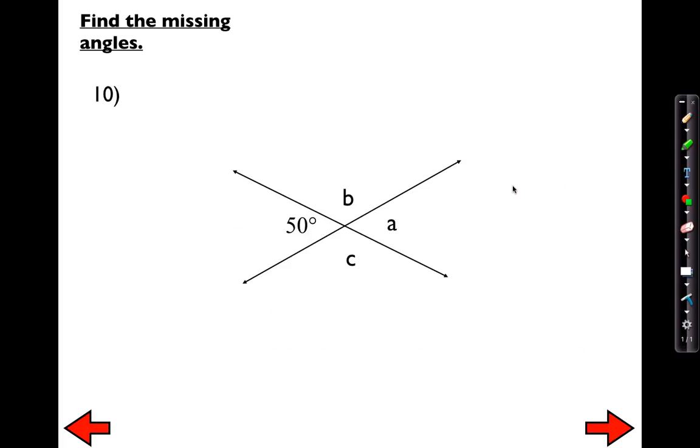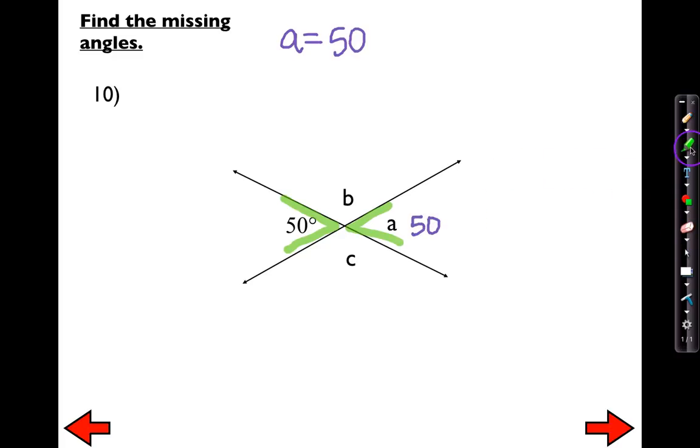Okay, so what about number 10? Number 10 is asking just a little bit more. Okay, and they're just asking for 1. Right away, I'm going to go with, okay, these two angles are vertical angles, so by default, I know right away angle A needs to be 50 degrees for sure.